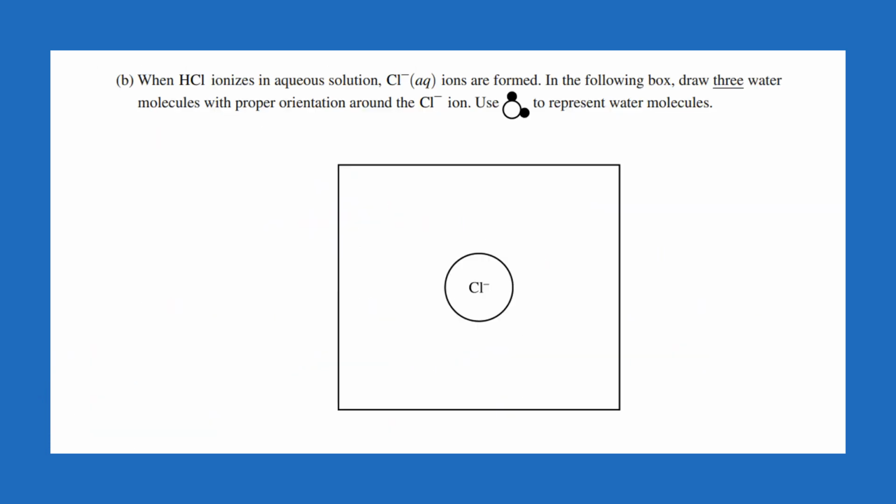Now when HCl ionizes in aqueous solution, chloride ions are formed. Draw 3 water molecules with proper orientation. So we want to draw them with the hydrogen atoms close to the chlorine, because the hydrogen side of the water molecule is slightly positive and the oxygen side is slightly negative.